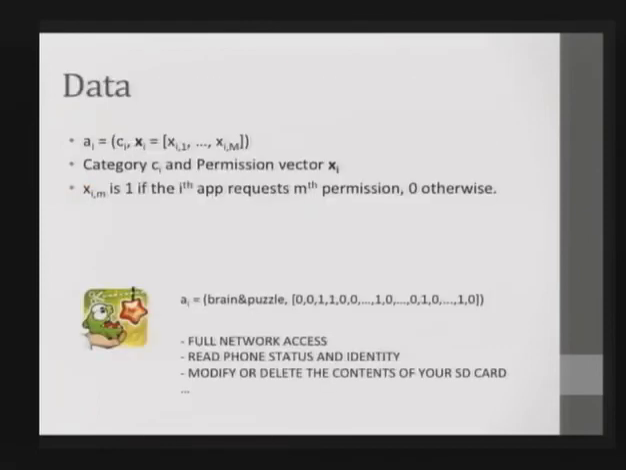The data that we have is going to be a very simple representation. We don't decompile anything or do anything fancy. We just look at an application, the category that it's in, and then a permission vector. There are about 26 categories in the Android data set when we looked at it. And then for every permission for these apps, x_in is going to be a 1 if the ith app is requesting the nth permission, and it's going to be a 0 otherwise. So this is just a very easy way to represent these feature vectors. And these permissions correspond to full network access, read phone state and identity, modify or delete this thing.